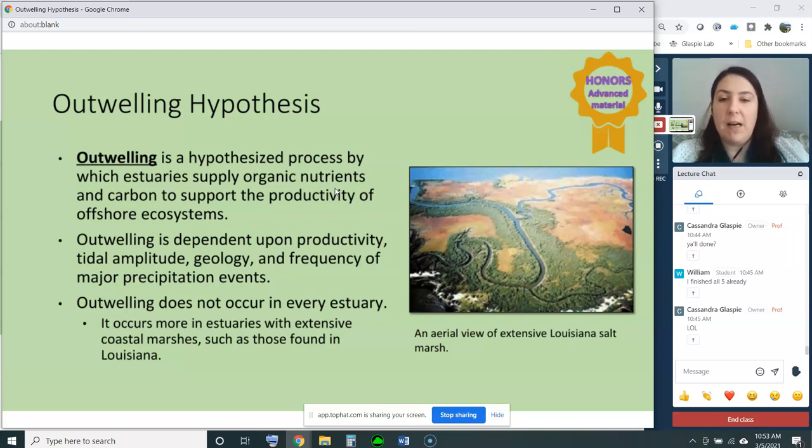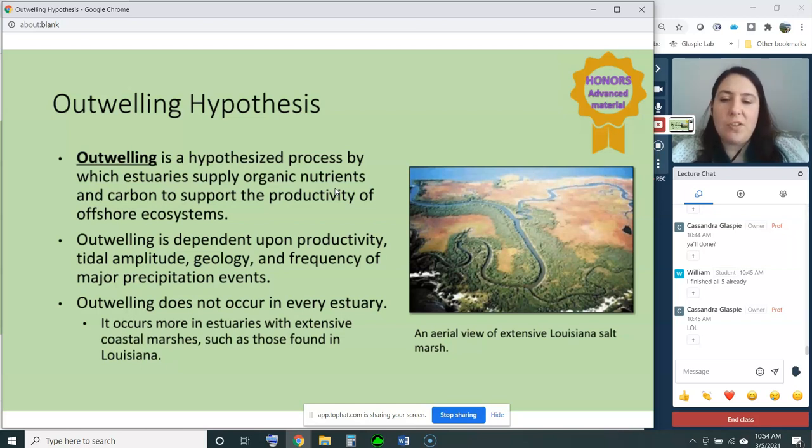It's really dependent upon the productivity of the marsh, how much tidal flushing you get, so the tidal amplitude. You have to have something to carry that material out into the coastal ocean. It depends on the geology, and also the frequency of major precipitation events, which can also flush some of that material out into offshore waters.